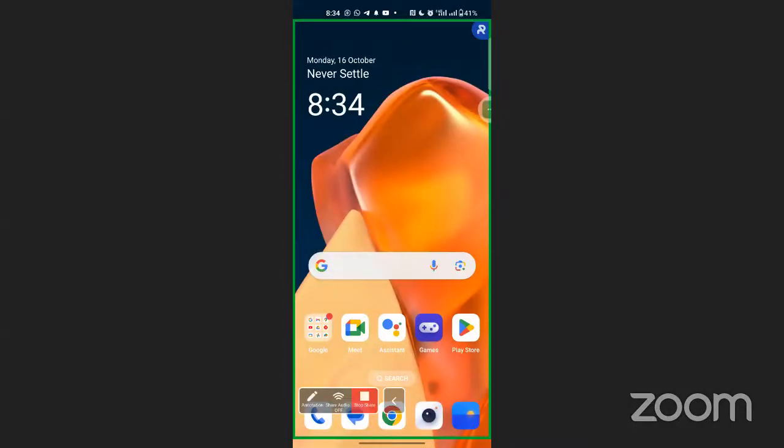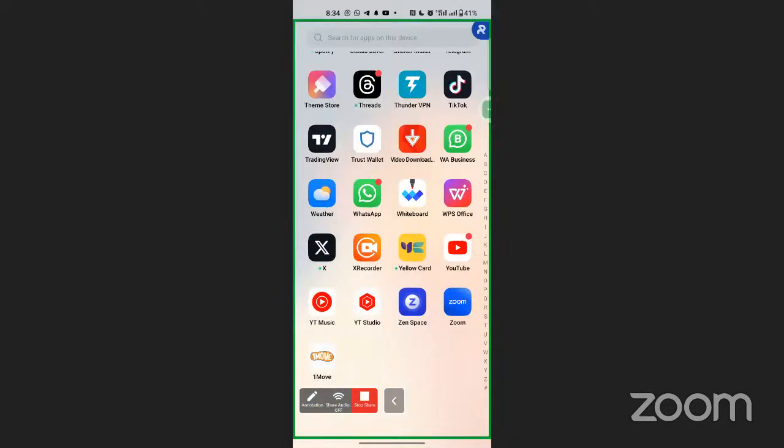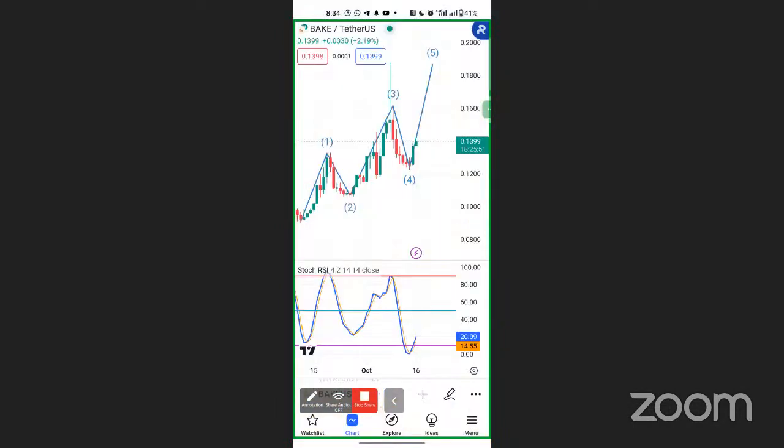Can I draw this using my phone? Yes, I'm using my phone. Those who have worked with me know I train using my phone. I don't train using a laptop. Now, this is not the Elliott. Why? Because 4 is breaking, is entering into 1.